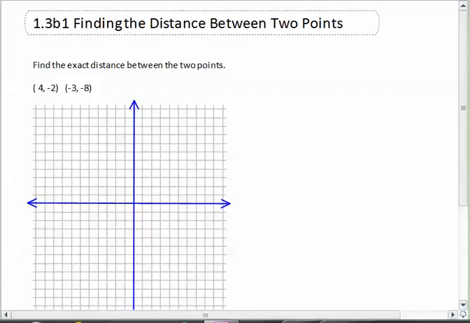Let's take a look at finding the distance between 2 points. Looking at the directions here, we're first of all actually going to go ahead and do this in a graphic way so you can see it, and then we're going to wean ourselves off of having to have a graph, and we'll take a look at it algebraically. But let's go ahead and plot these points.